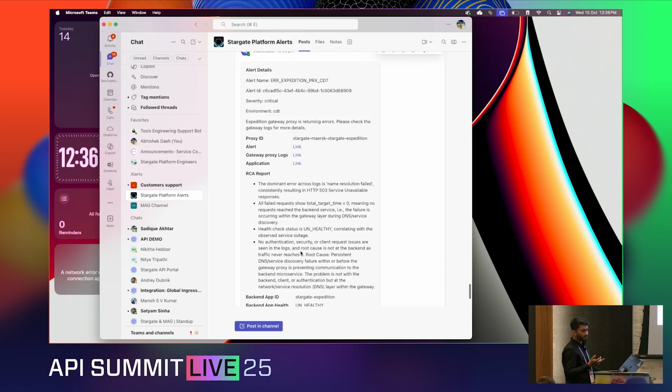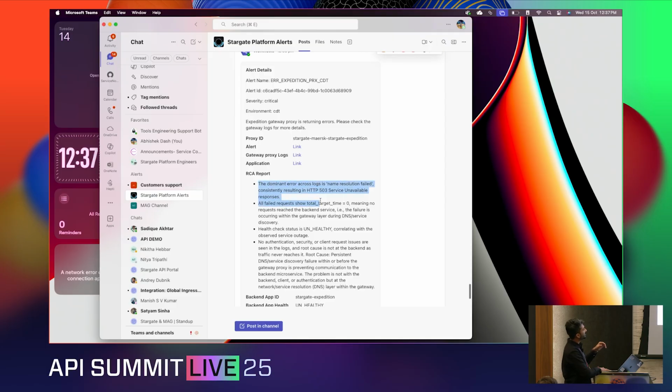So right now, in most cases, people know exactly that the booking API is not working. They know exactly the path, but they don't know what the API behind it is. So the first thing is identifying the proxy ID, then the alert link and proxy gateway links. Even in the incident bridge, before the gateway team joins, the other people have no clue how to figure out the gateway access logs. So it also furnishes the gateway access logs, the application link, and then it has a hypothesis.